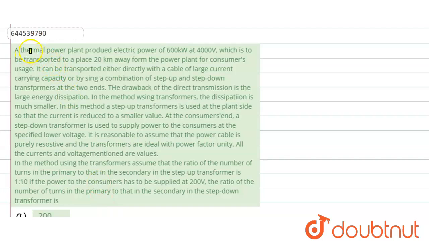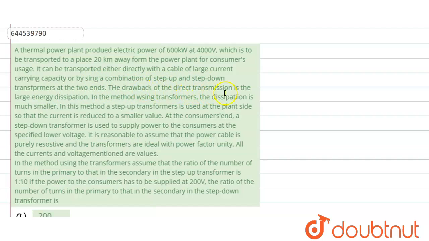In this question, it is given that there is a thermal power plant which produces electric power of 600 kilowatt and at 4000 volts, which is to be transported to a place 20 kilometer away from the power plant, to a consumer's usage. Now, it can be transported either directly with a cable of large current carrying capacity or by a single combination of step-up and step-down transformer at the two ends.